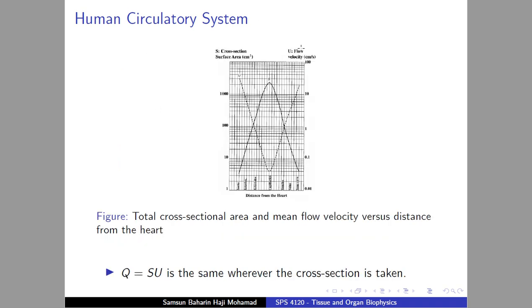Okay, so these are the cross sectional area and mean flow velocity. Okay, so high cross section area, low flow velocity. Okay, so high cross section, slow flow rate. Okay, cross section. So we have this value, KU, which is the same whenever the cross section is taken. So these are S and U. Multiplying S and U will give the same value, equal to 1.